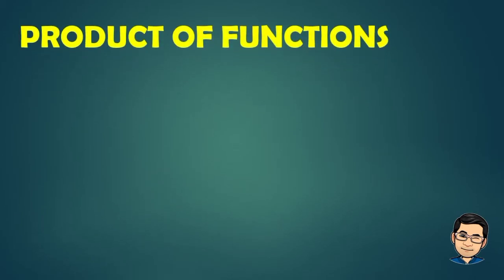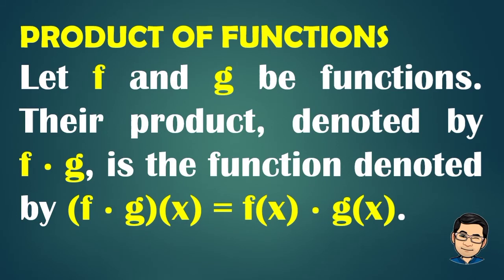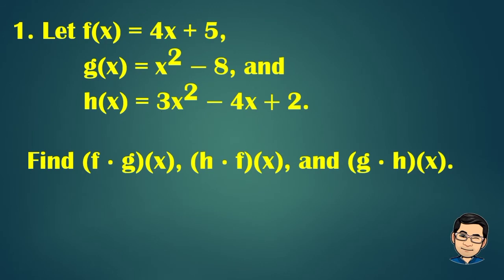Now, let's move on to product of functions. So, product, ito yung result sa multiplication. So, let f and g be functions. Their product, denoted by f times g, is the function denoted by the product of f and g of x is equal to f of x times g of x. Again, two functions pa rin naman sila na magkahiwalay, f of x at g of x. I-multiply nyo lang sila.